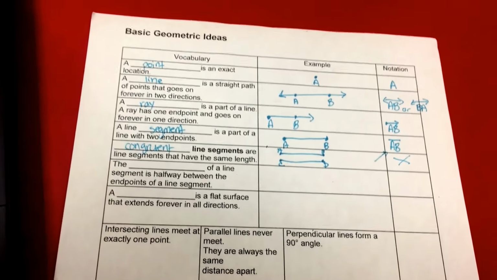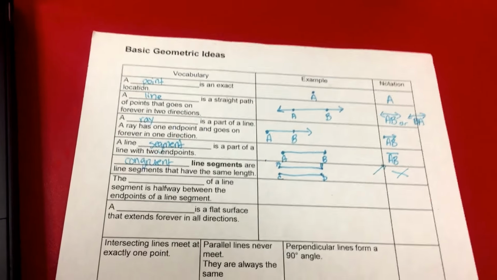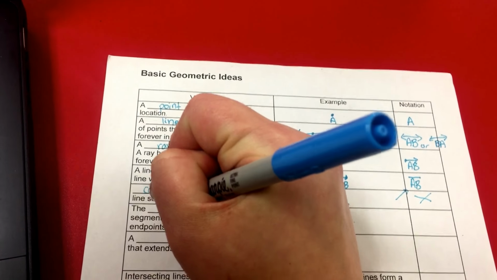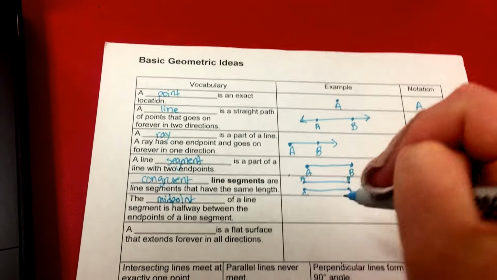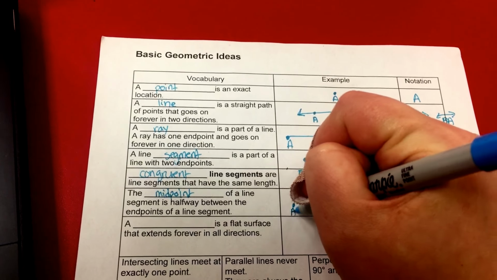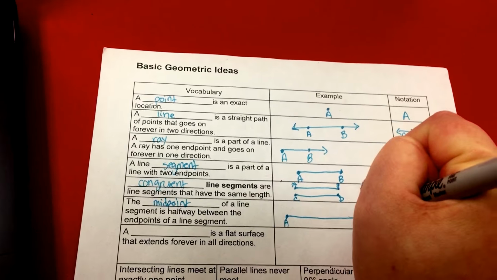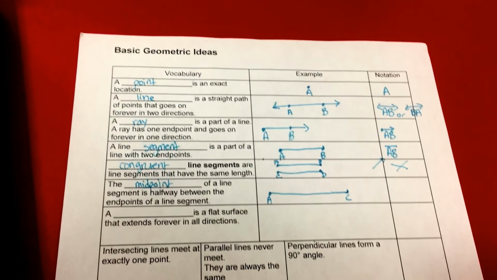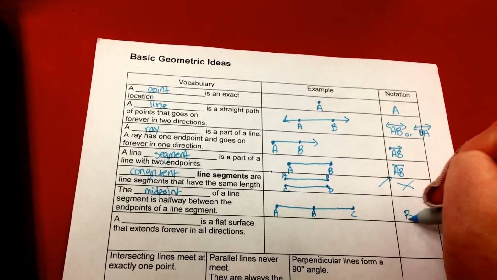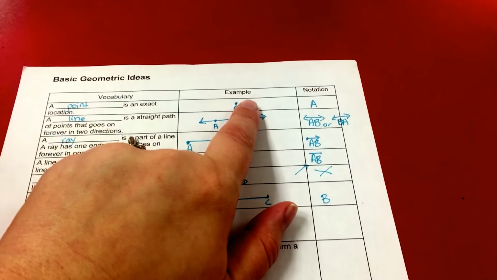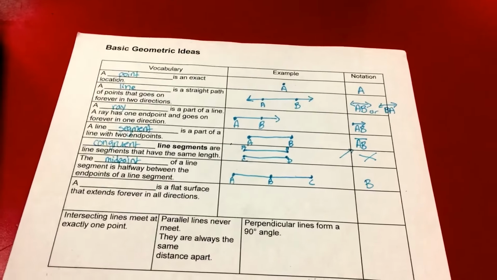All right, the blank of a line segment is halfway between the endpoints of a line segment. We call that the midpoint or the middle. So that would be, if I had line segment AC here, B would be my midpoint. And we just label that, since it's just a point on a line, the same way we labeled the point on our line up here.